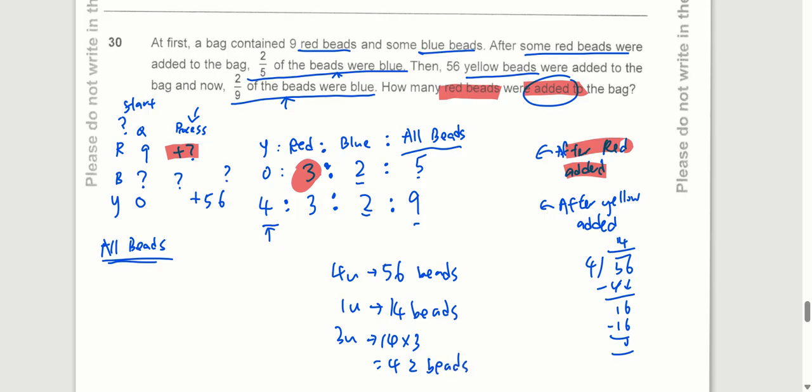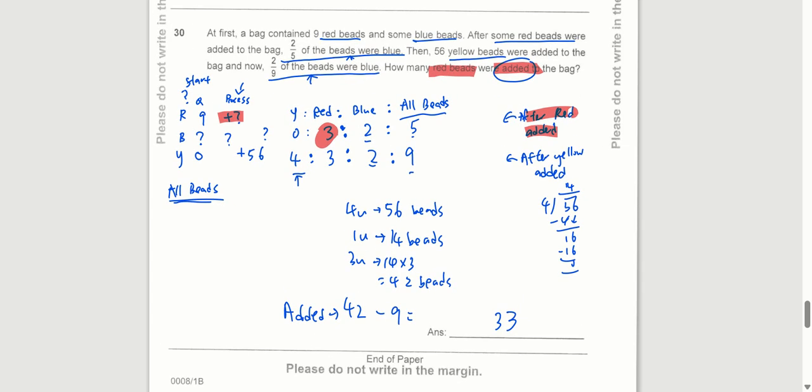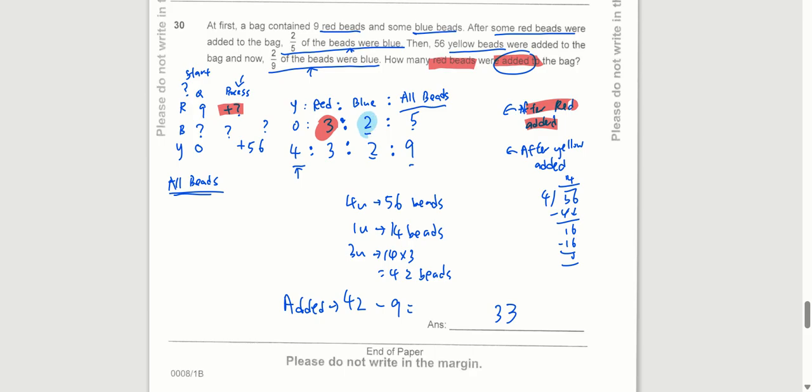You want to ask how many bits were added. So at first there were 9 bits. So what's added will be 42 bits minus 9 bits. There will be 33 bits. So 33 red bits were added into the bag. Okay, very helpful here, because the blue bits, in fact, this is the clue to answering. And then from being blue as the constant, you'll be able to find out the rest. Okay, so this is question 30 of paper 1 booklet B, year 2022 paper.